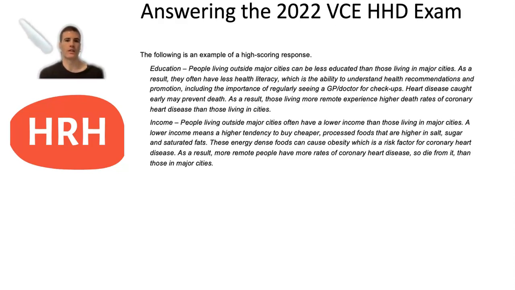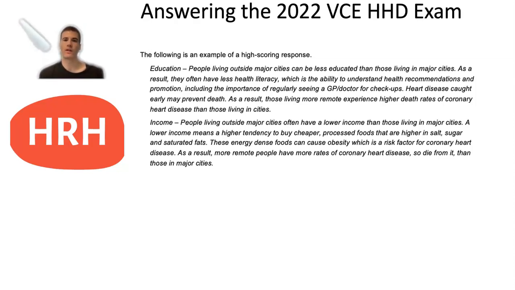So the first sentence in these questions should always be talking about the difference in that particular factor for the group that you're looking at. So you can see here this student has done that. They said people living outside major cities can be less educated than those living in major cities. So it's really talking about the fact that that trend there, about people having high levels of coronary heart disease deaths, can be linked to education. And so they said that as a result, they often have less health literacy, which is ability to understand health recommendations and promotion, including the importance of regularly seeing a GP or doctor for checkups. And then heart disease may be caught early and may prevent death.